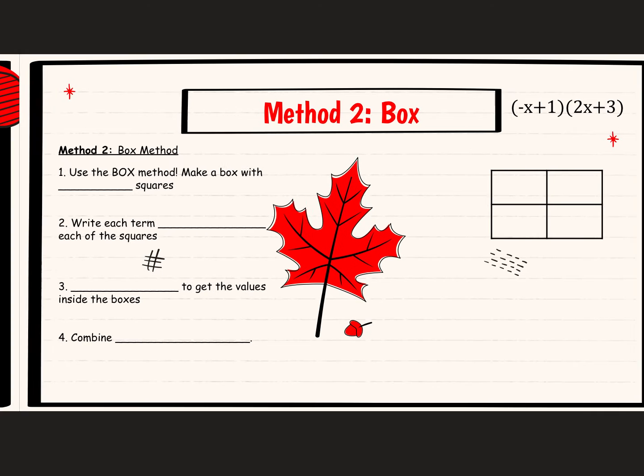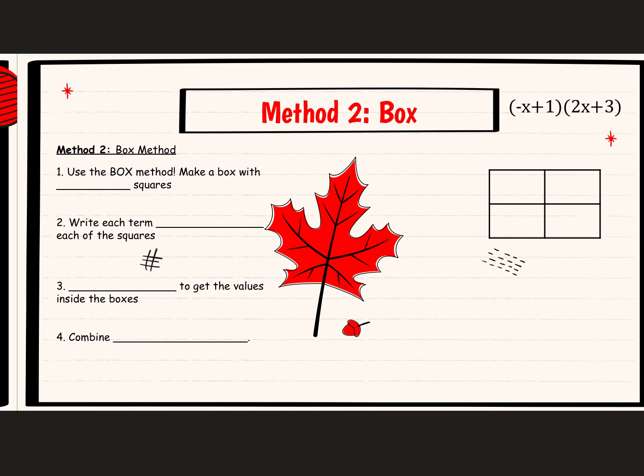All right, the second method is the box method. So the box method works whether you're working with a binomial times a binomial, a monomial times a polynomial, or a polynomial times a binomial. It works for all. All right, so for this example of the box method, the first thing is to make a box with 4 squares. Again, it all depends on what you're multiplying together.